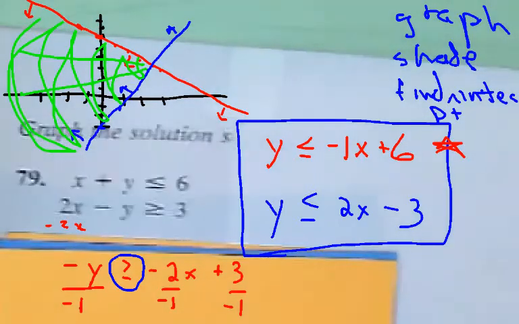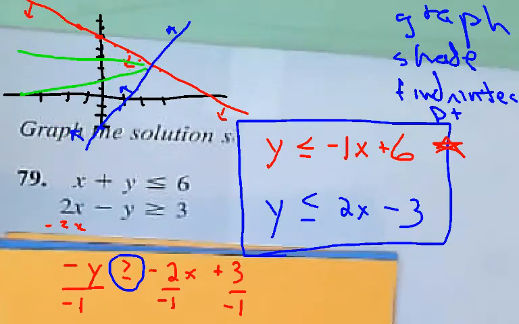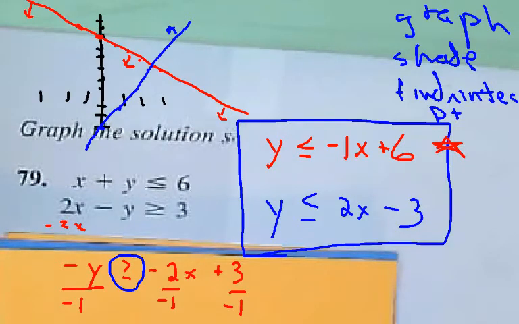So, once again, we know we're shading. Whoops, I said above. Look at me, I shaded the wrong area. How could you let me do that? Why didn't you stop me? Say, Mr. Moore, you did that wrong. The blue one, we're supposed to shade under the blue one. Did you see that? Under. It says less than right there. Silly, silly, silly.